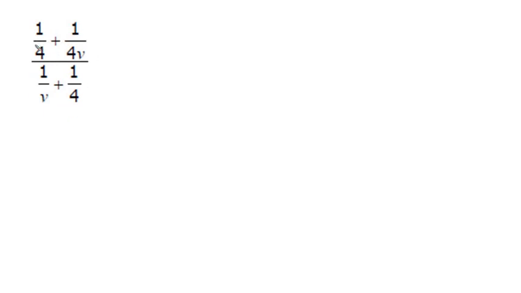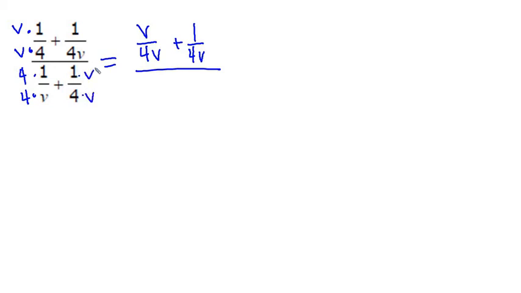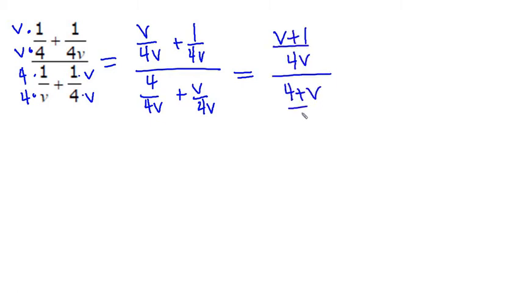So here we have an issue in that we do not have a single fraction in top or bottom. So we're going to have to make that so. So we have a 4 and a 4v. So this one just needs a v, and they will have the same denominator. So I have v over 4v plus 1 over 4v. In the bottom, they're completely different, nothing the same. So both of these had a 4 where these don't. So this one needs a 4 and this one needs a v. So I have 4 over 4v plus v over 4v. So now that they have the same denominator, I can write this as a single term. So I have v plus 1 over 4v over 4 plus v over 4v.